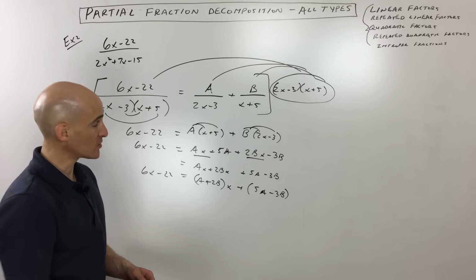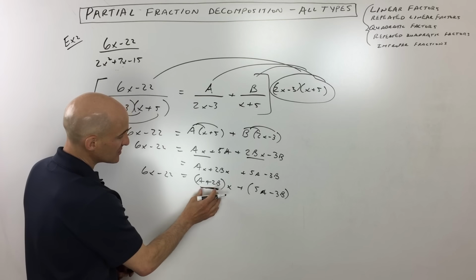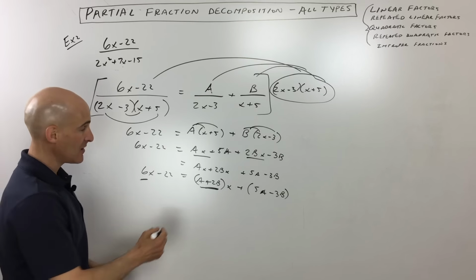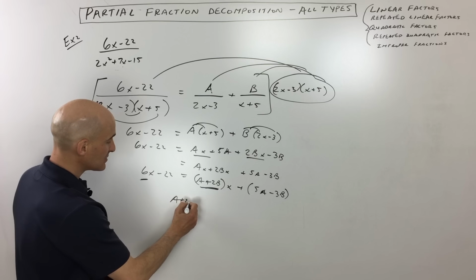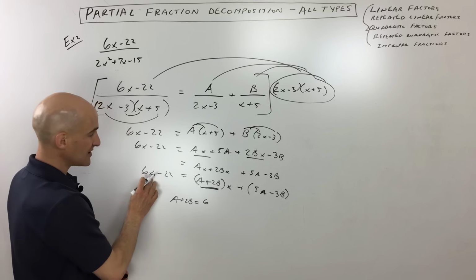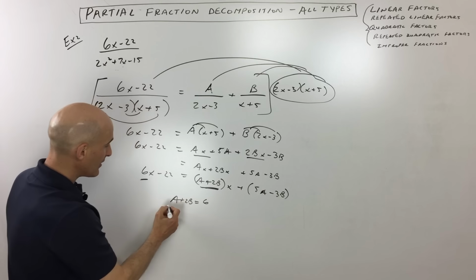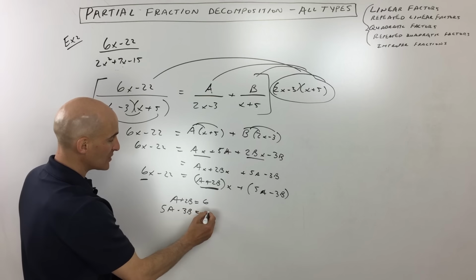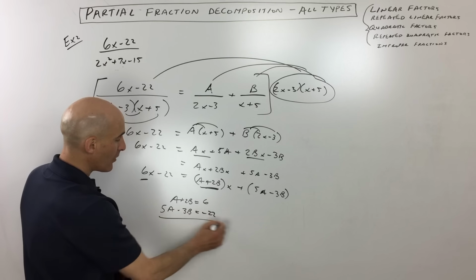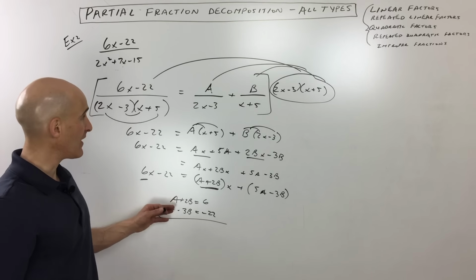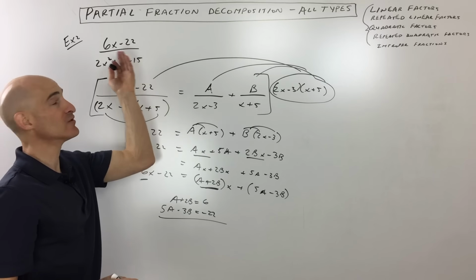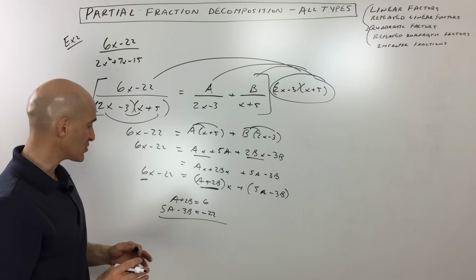So now we're going to say, all right, the coefficient in front of the x must be equal to the coefficient on this side in front of the x. So that means that a plus 2b is equal to 6. And the constant, 5a minus 3b, must be equal to negative 22. So all we have to do now is solve that system of equations, find our a and b, put them back in, and these are going to be our partial fractions that add up to the original fraction. Okay, so you're with me so far?